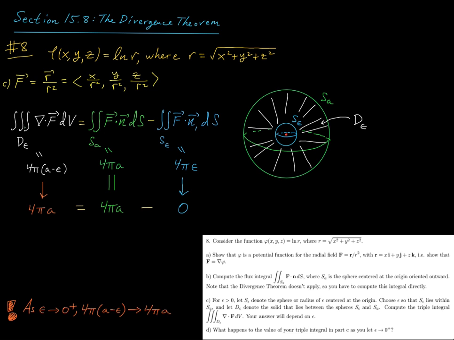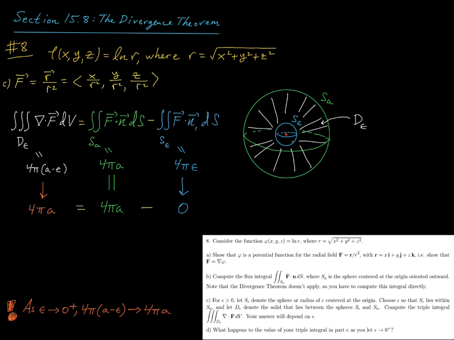Now, we just found in part C that this integral on the left, the triple integral, is 4 pi times the quantity a minus epsilon. And in part B, we computed the outward flux through the sphere of radius a, that was 4 pi a. And by the exact same argument, this outward flux across the blue sphere, that's 4 pi epsilon. So as we let epsilon approach 0, I get 4 pi a on the left. And here, this is just equal to 4 pi a, but 4 pi epsilon is going to approach 0.